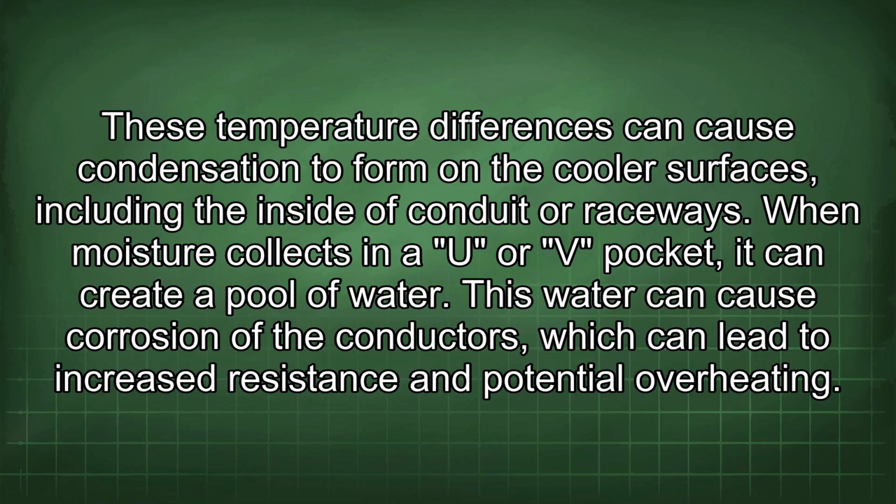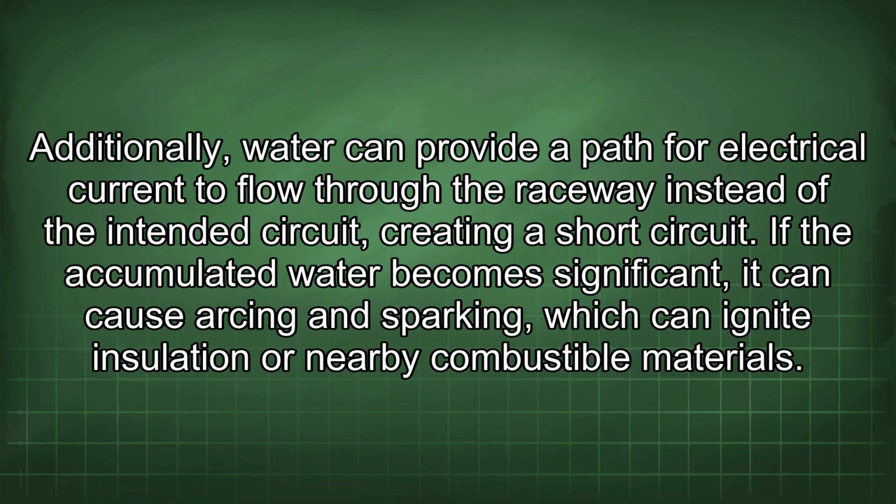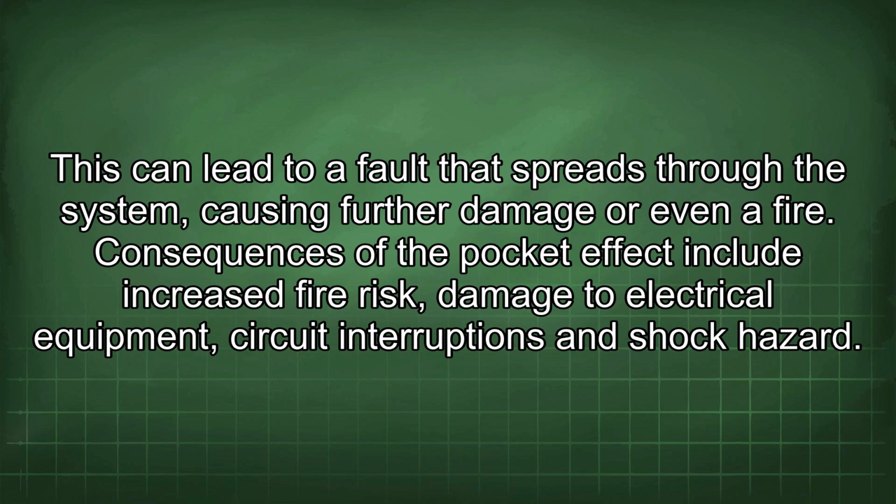When moisture collects in a U or V pocket, it can create a pool of water. This water can cause corrosion of the conductors, which can lead to increased resistance and potential overheating. Additionally, water can provide a path for electrical current to flow through the raceway instead of the intended circuit, creating a short circuit. If the accumulated water becomes significant, it can cause arcing and sparking, which can ignite insulation or nearby combustible materials. This can lead to a fault that spreads through the system, causing further damage or even a fire.